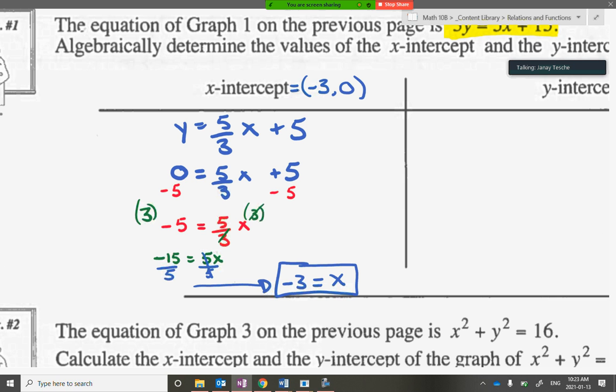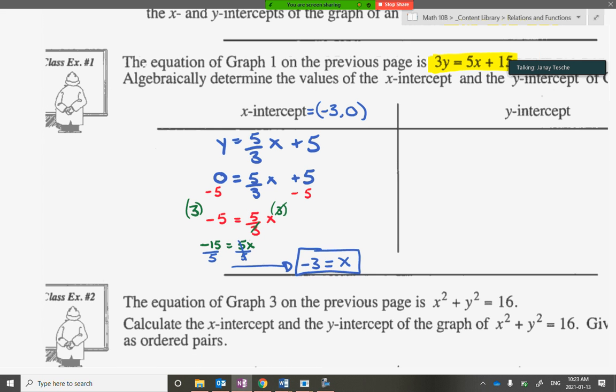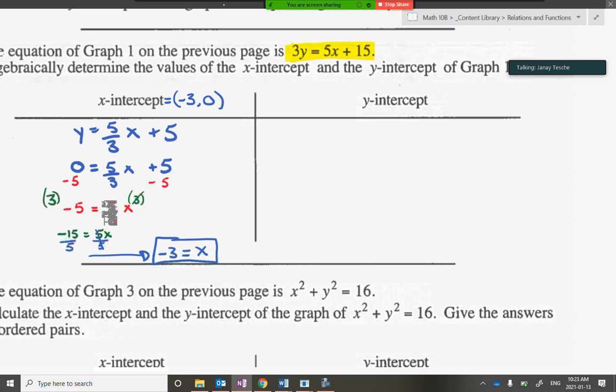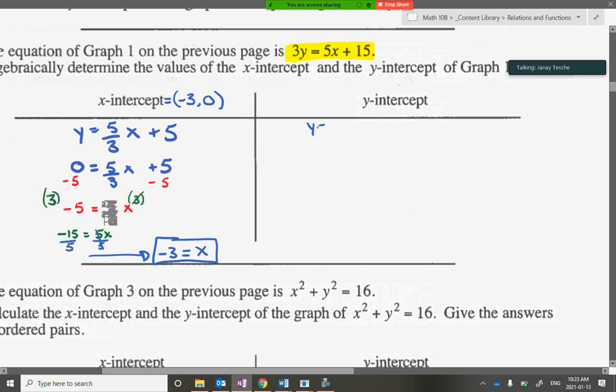So if we are solving for our y-intercept, it's slightly different. What do we do to solve for y then? Good. We're going to plug in 0 for x. So same equation, because we're still talking about our first graph. So we have y equals 5/3x plus 5. So instead of writing x, I'm going to write a 0. Anything times 0 is 0. 0 plus 5 is 5.